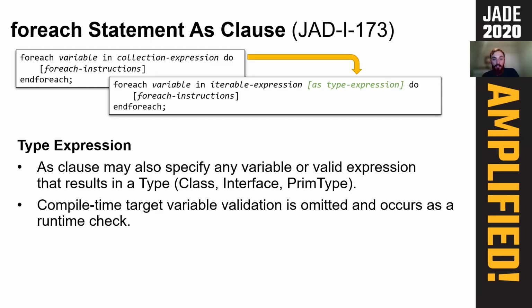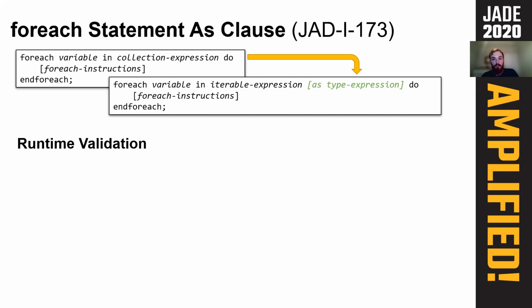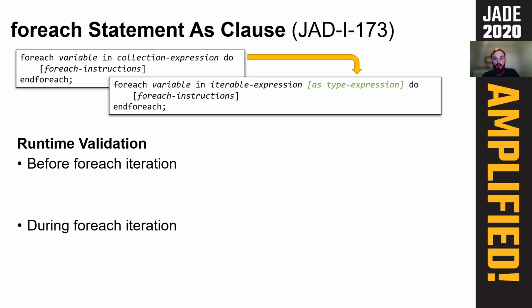In addition to allowing an explicit type name, we also allow the expression to be any expression that results in a type, that being a class, interface, or a prim type. Since the actual type cannot be determined at compile time in this case, the checks outlined on the previous slide will occur at runtime instead. This validation that occurs at runtime is split into two categories: checks that occur once before beginning the foreach iteration, and checks that occur every iteration.